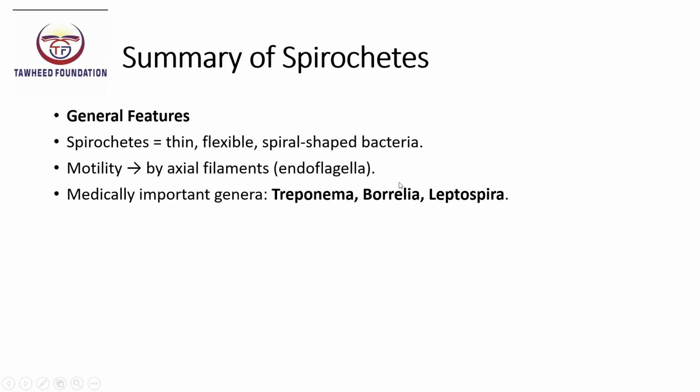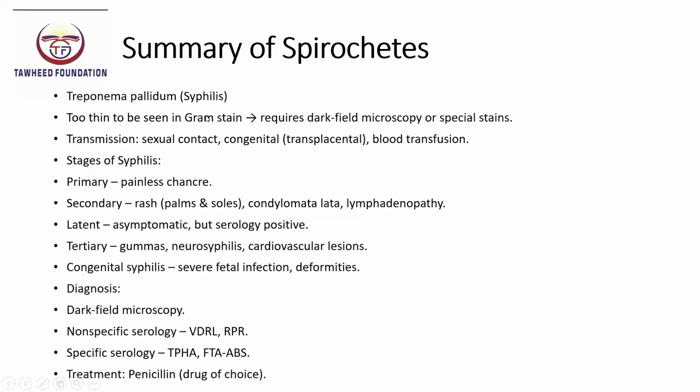So, summary of spirochetes. Treponema pallidum causes syphilis, and spirochetes are thin, flexible, spiral shaped bacteria. Their motility is through axial filaments, that is endoflagella. Medically, there are three important genera of spirochetes: Treponema pallidum, Borrelia, and Leptospira.